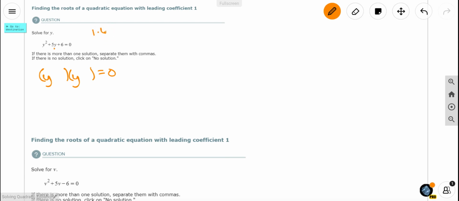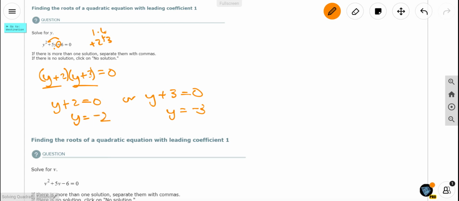So you can do 1 times 6, 2 times 3. Both of them equal 5. So how are you going to get a positive 6? That means both of the signs have to be positive or negative. So they're both going to be positive. Positive 2, positive 3. The 1 and the 6 means you have to subtract. You could just play with it if you didn't know. Then look, this times this equals 0. So y plus 2 equals 0, or y plus 3 equals 0. So y equals negative 3, or y equals negative 2, and you're done.